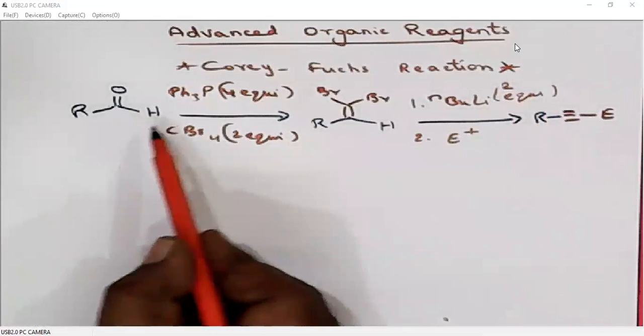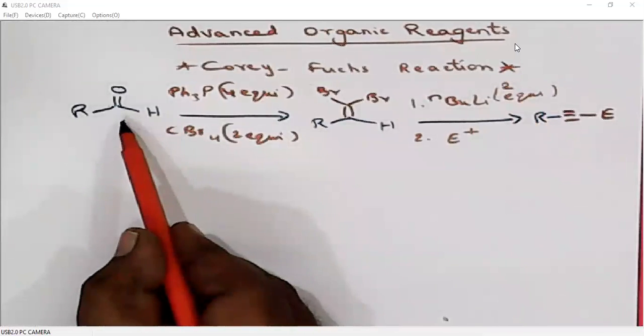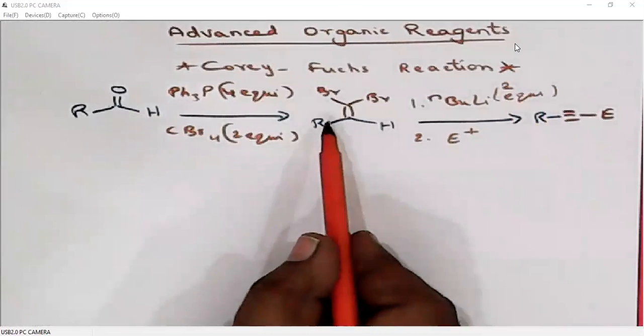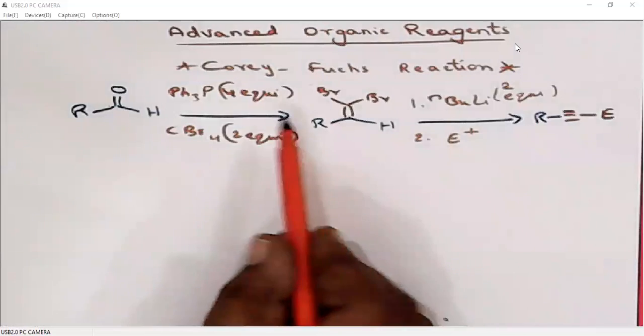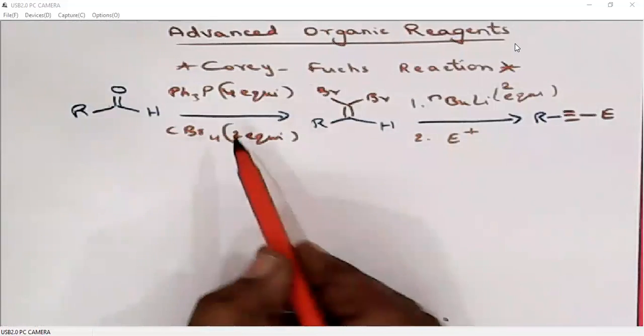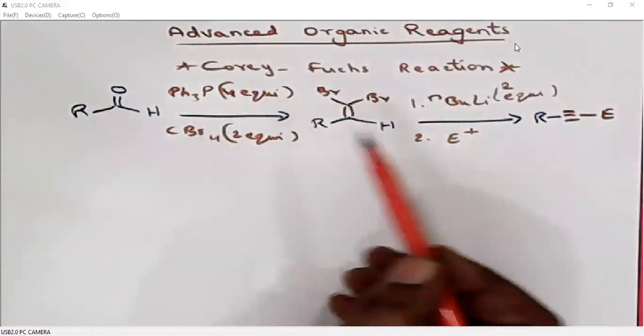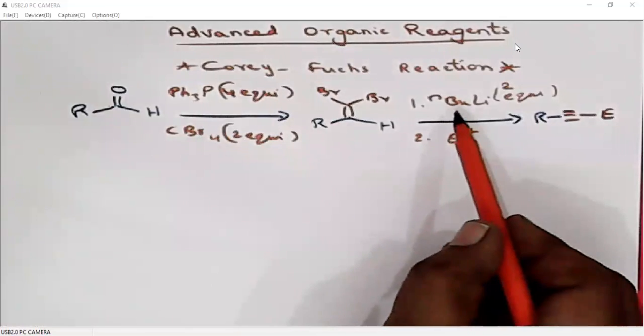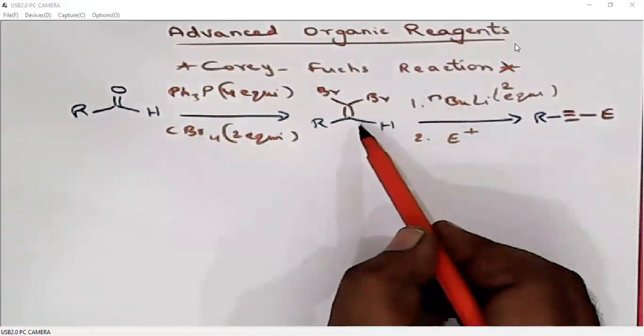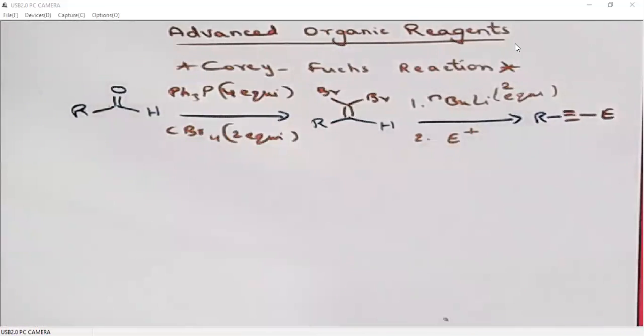So a carbonyl aldehyde will be converted to 1,1-dibromoalkene by treating it with triphenyl phosphine and tetrabromomethane. Then when we treat it with a strong base, this will be converted to an alkyne. Now we will look at the mechanism of how this transformation occurs.